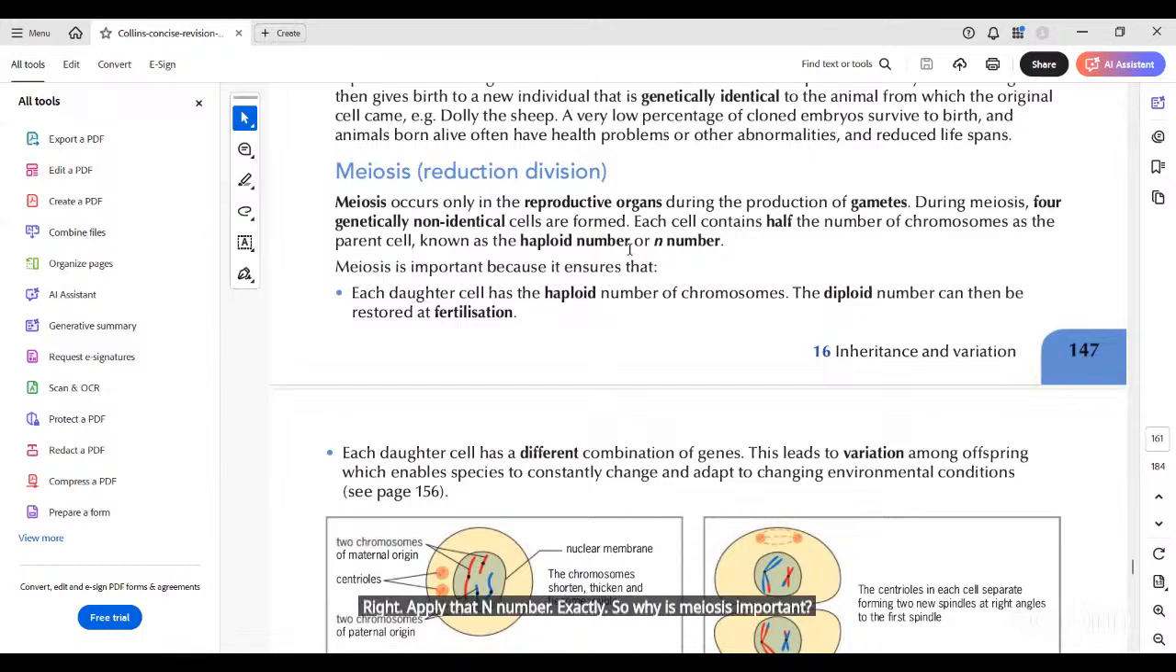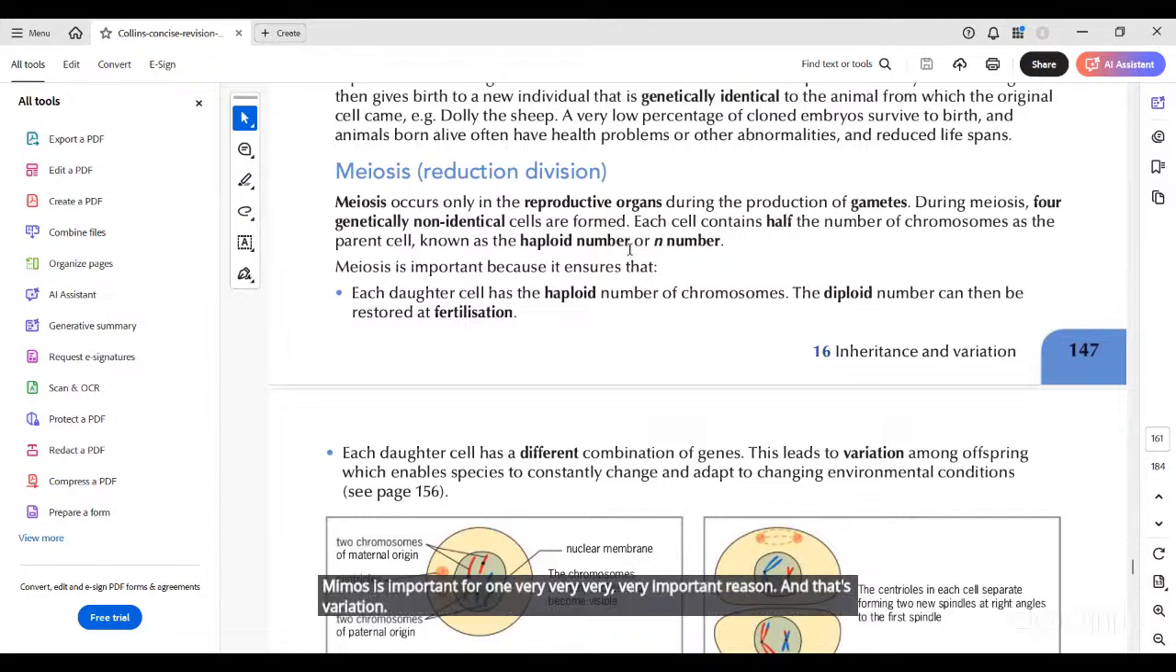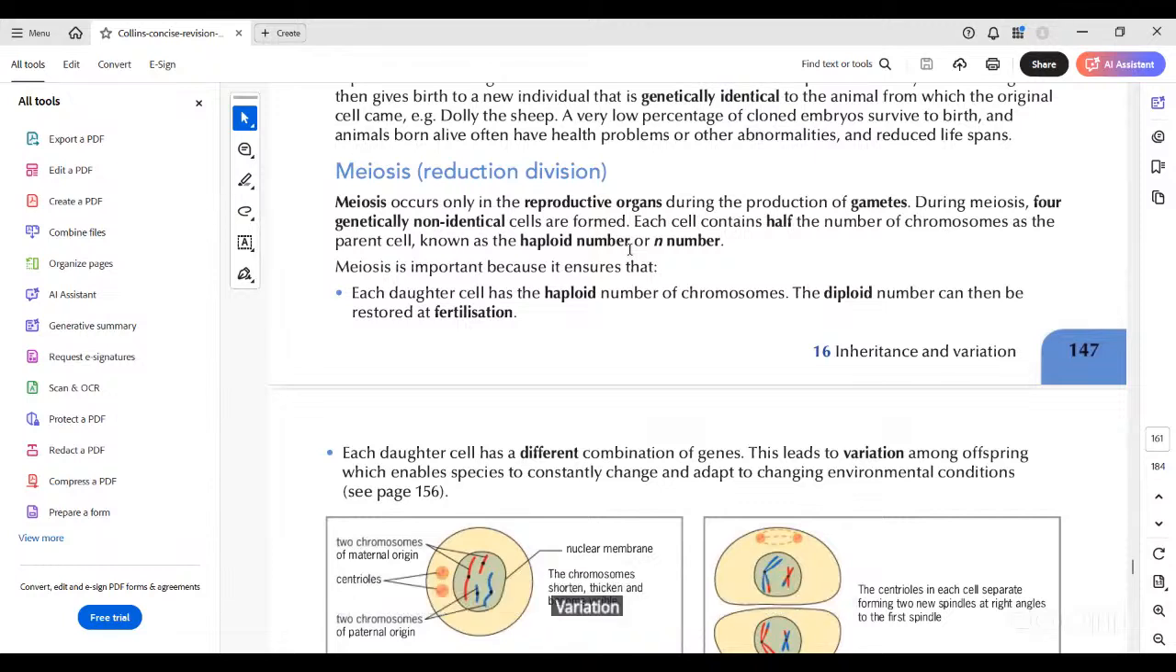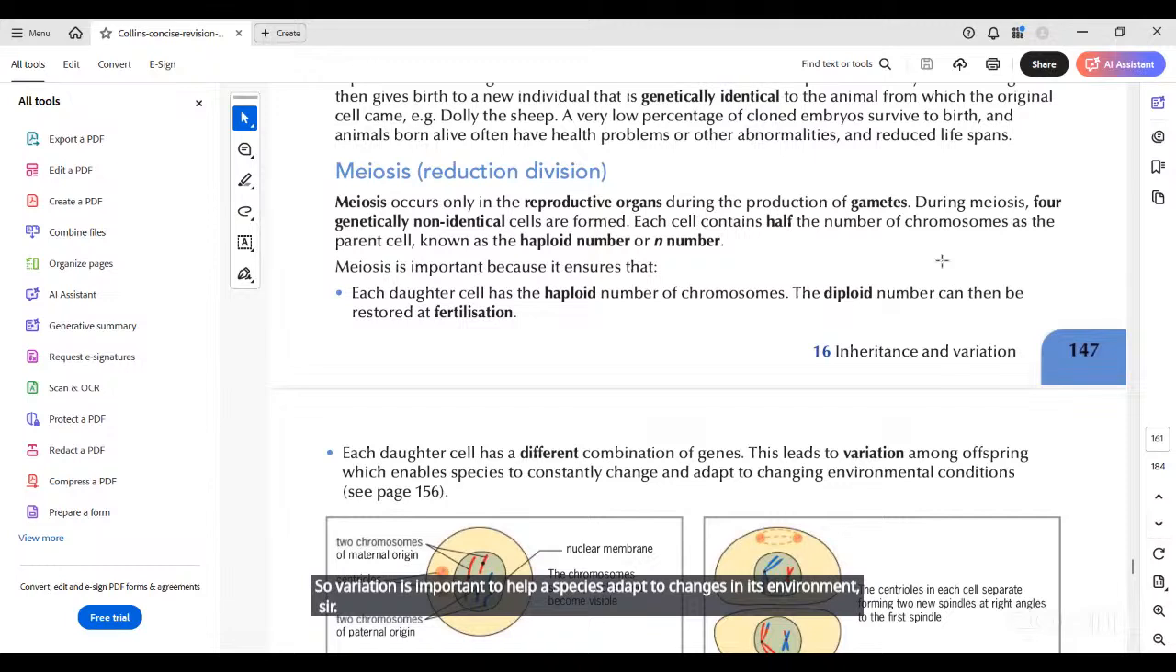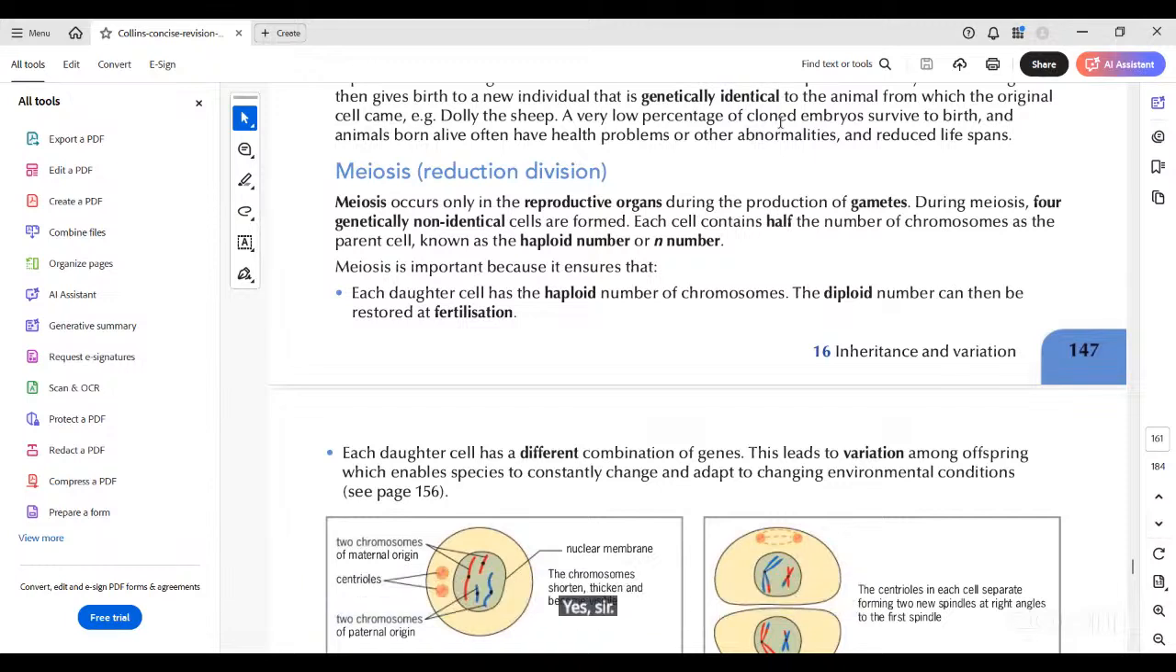So why is meiosis important? Meiosis is important for one very, very important reason, and that's variation. Why is variation important? Variation is important to help a species adapt to changes in its environment, sir. It's helpful to carry positive genetic traits that help the species survive. Okay. Anybody else? Is something slightly different or the same?